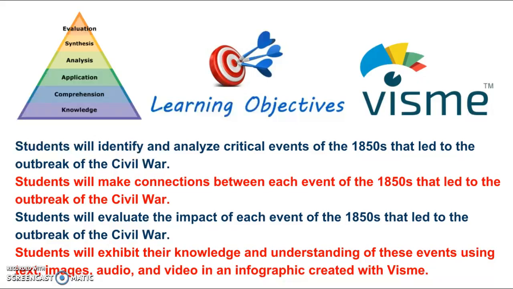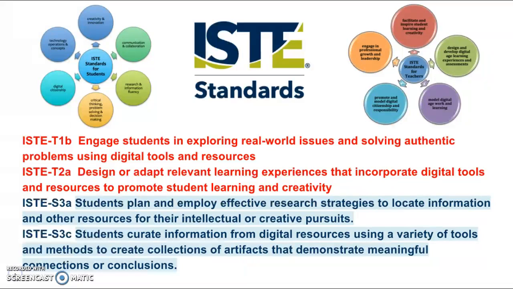The learning objectives are as follows. Students will identify and analyze critical events of the 1850s. They will make connections between each event. Students will evaluate the impact of each event, and students will exhibit their knowledge using a lot of technology by entering in text, images, audio, and video into their infographic created with Visme.